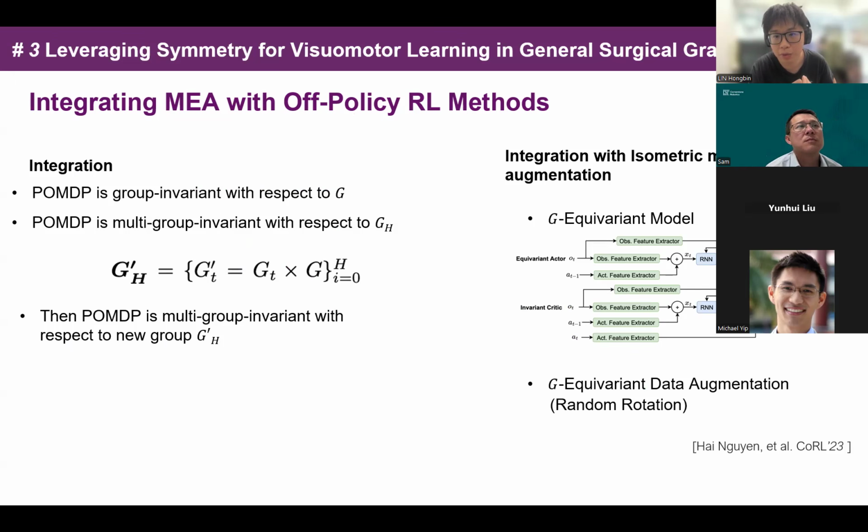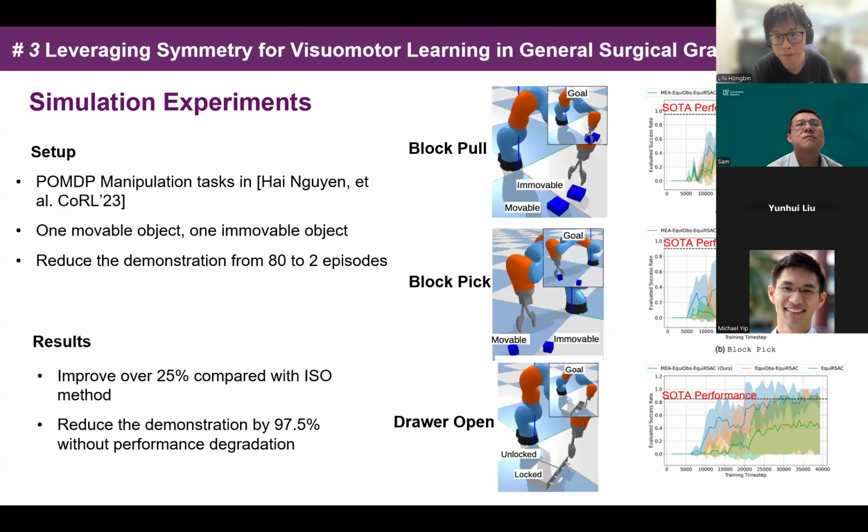We create a new group space that contains both the ISO and non-ISO group space. Then the policy is multi-group invariant with respect to the new group. We integrate the isometric model in the network architecture. We also integrate augmentation like random rotation.